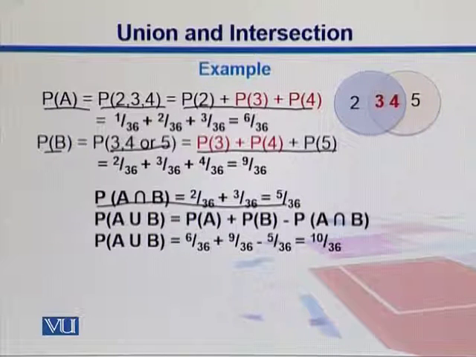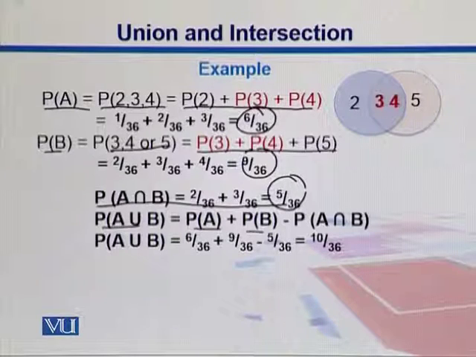When we take their union, we take their individual probabilities, this one and this one, and then we take their intersection and subtract this value of intersection from that. So in total, if we take their union, their probability is 10 by 36. You can simplify that if you want to.